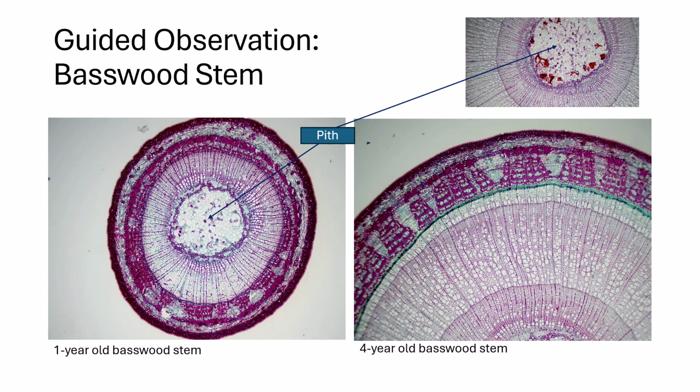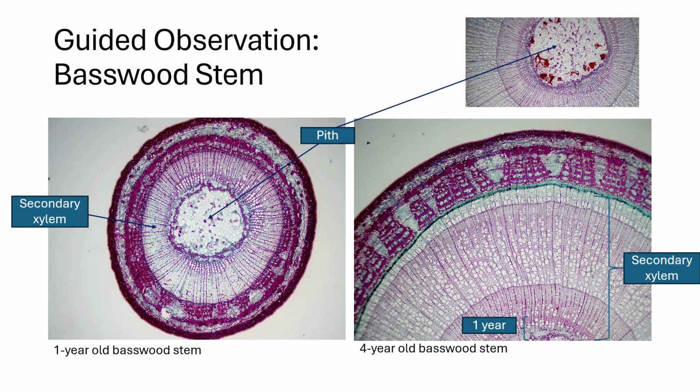Moving outward from the pith, you'll enter the large region of secondary xylem. This is the wood. This is usually the widest part of the cross-section and takes up most of the stem's area. Are you able to count the annual rings of the 4-year-old stem? First year, second year, third year, and into the 4th year.